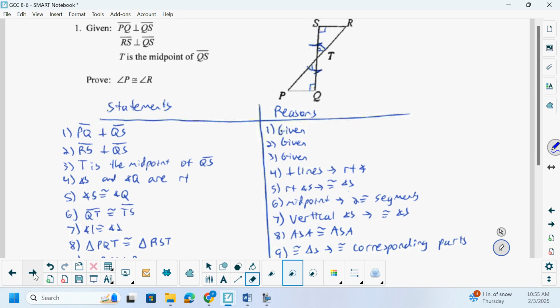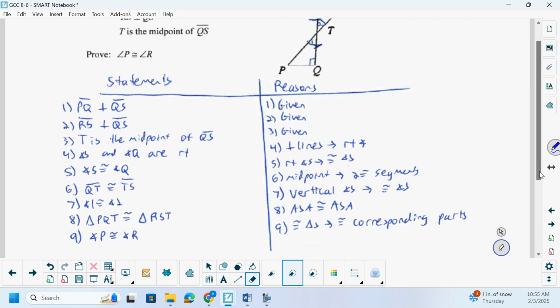I chose to name one of the triangles PQT. If you didn't, you just got to make sure things are matched up in the right spot. So wherever your P is, in terms of first, second, or third, R should be in the same spot, Q and S should be in the same spot, and then the T should be in the same spot. And then lastly, congruent triangles implies congruent corresponding parts, and we've got what we wanted to prove.